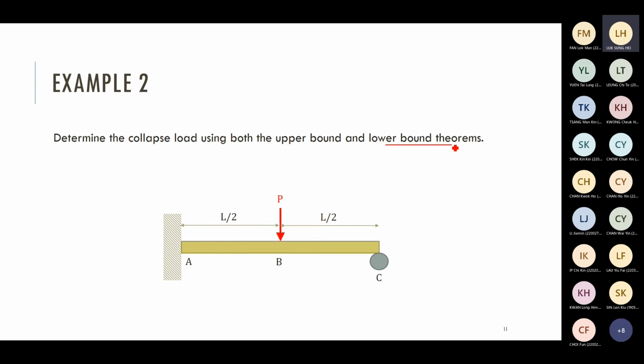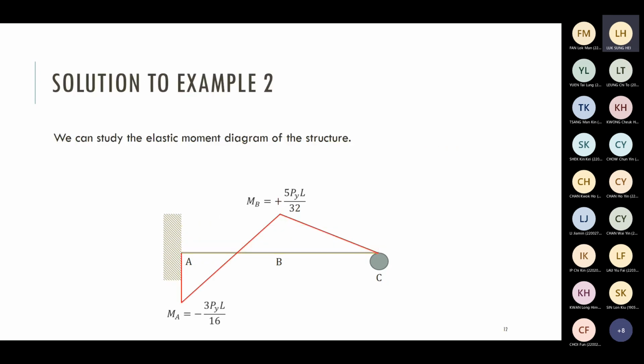In case you want to use lower bound FIVM, then you have to try your best to draw the moment diagrams. You may draw the moment diagrams and then use the moment diagram, set the maximum value equal to the plastic moment, and then evaluate the loadings. It takes you a longer time. Anyway, how about the solutions?